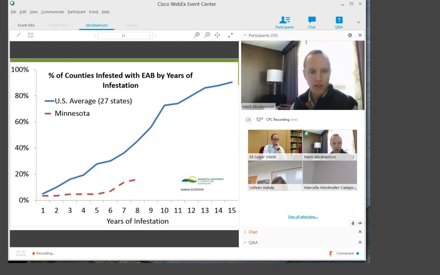So really the best way to deal with emerald ash borer is not to have it in the first place. So the longer we can keep it from getting to new parts of the state, the better off those parts of the state are going to be, and more opportunities to, you know, make their forests more resilient to emerald ash borer.